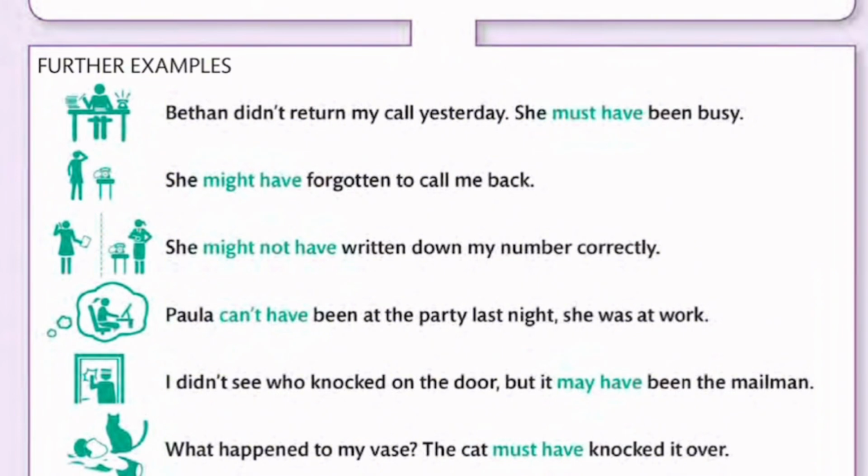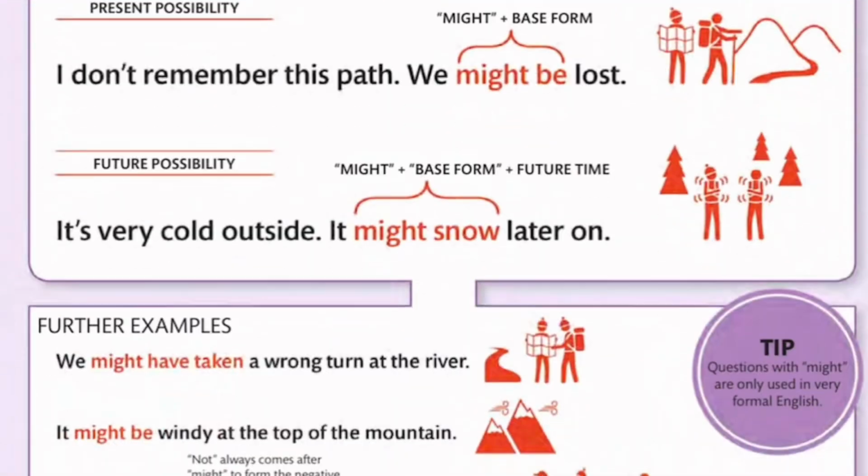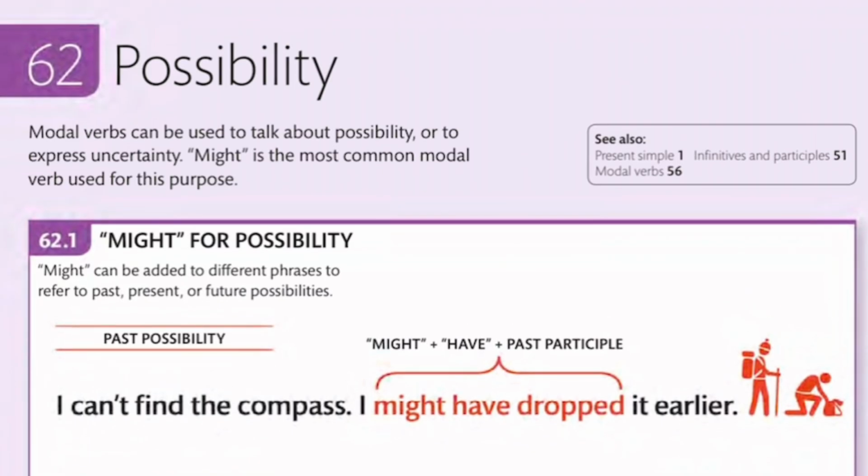I didn't see who knocked on the door, but it may have been the mailman. Not sure. What happened to my vase? The cat must have knocked it over. Sure.